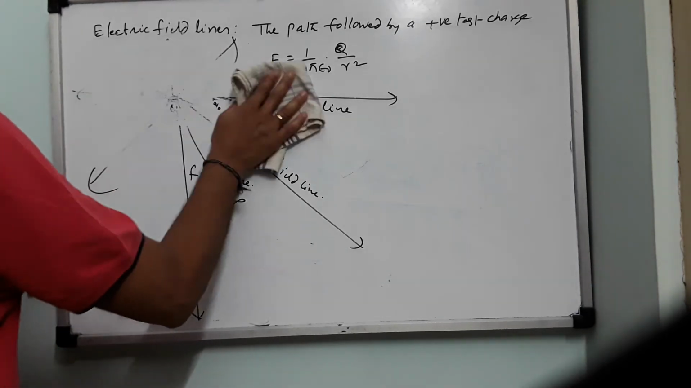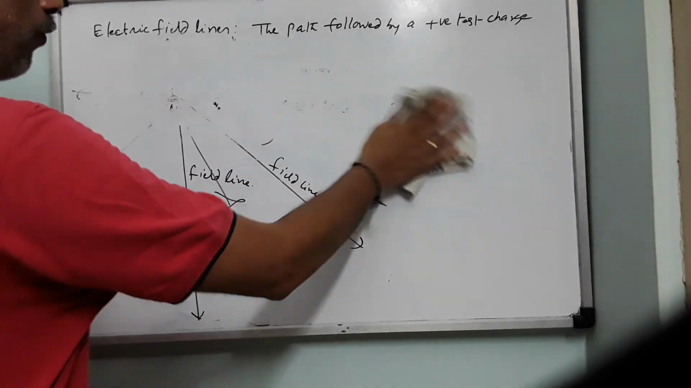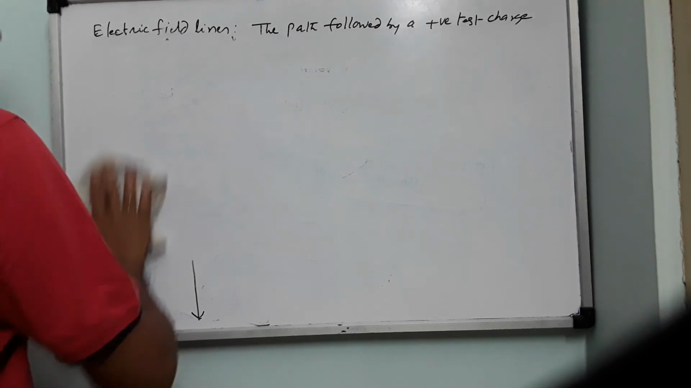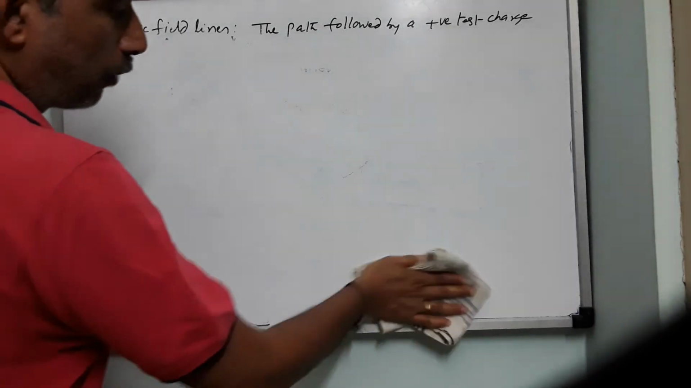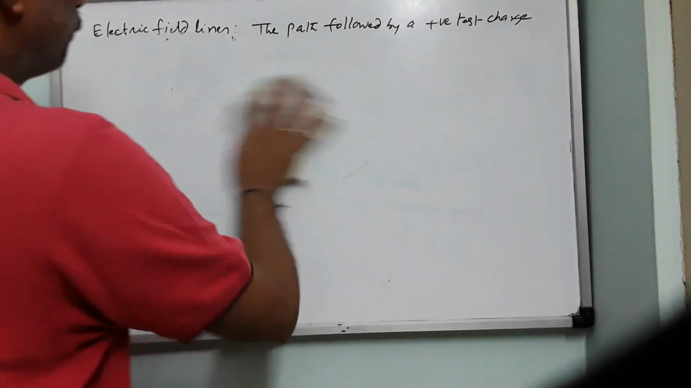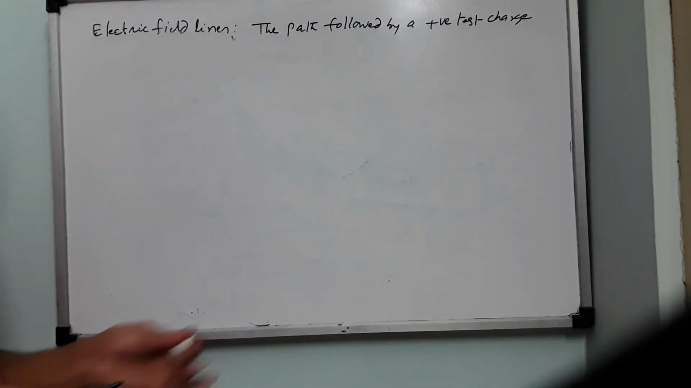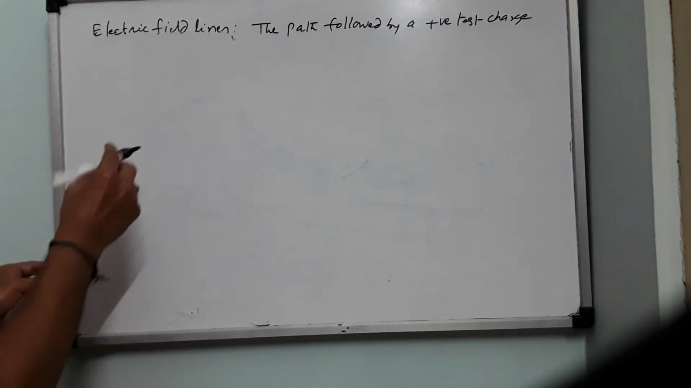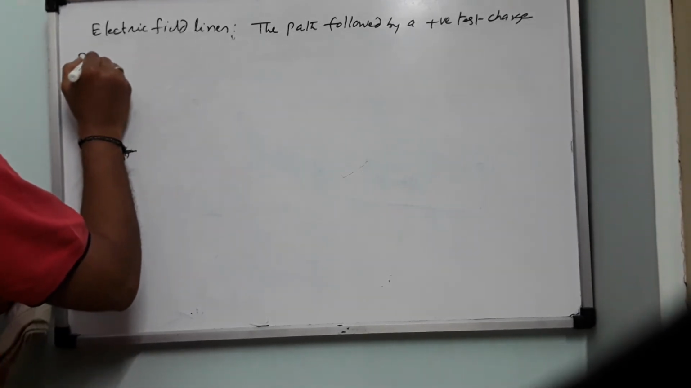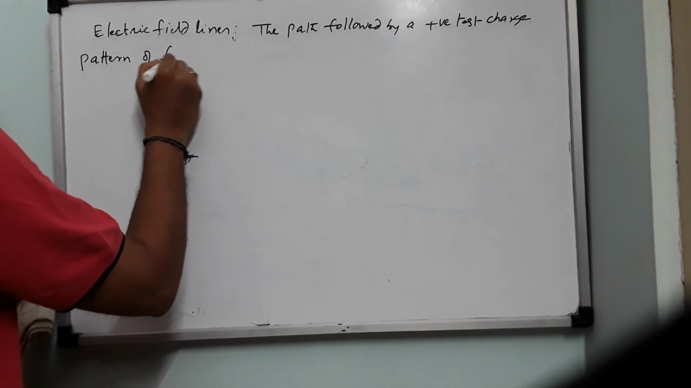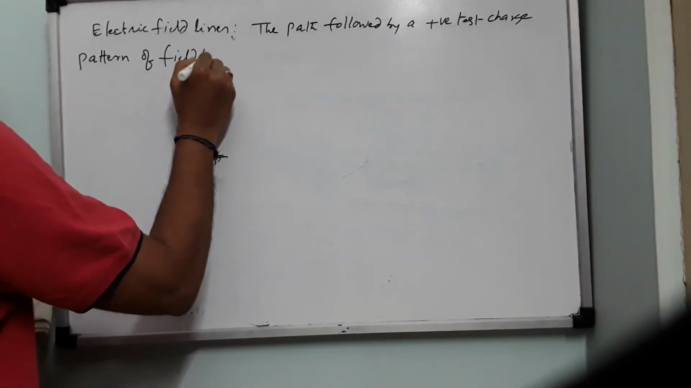And moreover, like the gravitational field, the electric field is also conservative. Because of this conservative nature, electric field lines will have some specific and very significant properties. Now, the pattern of electric field lines.